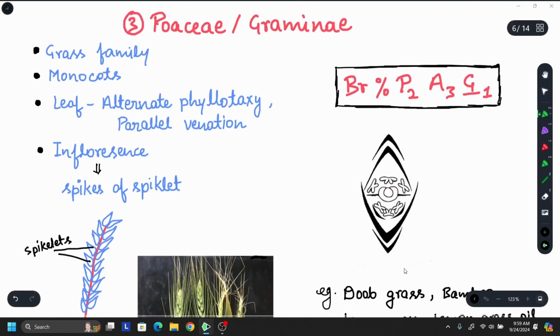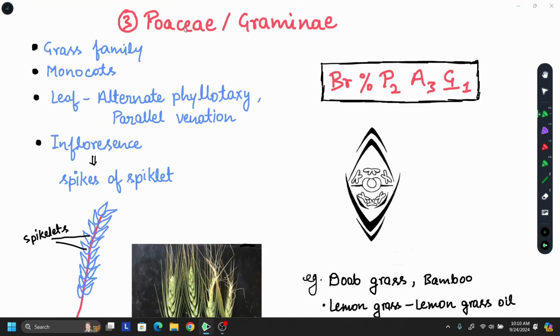Coming to Poaceae family, which is also known as Gramineae family. This is the family of grass. Basically, this is also called the grass family. All grasses are in this, including bamboo, which is also a grass. These are monocots, as you know all grasses are monocot. The leaf surely has parallel venation, because we have already studied that all monocots have parallel venation in their leaf. And alternate phyllotaxy is found.